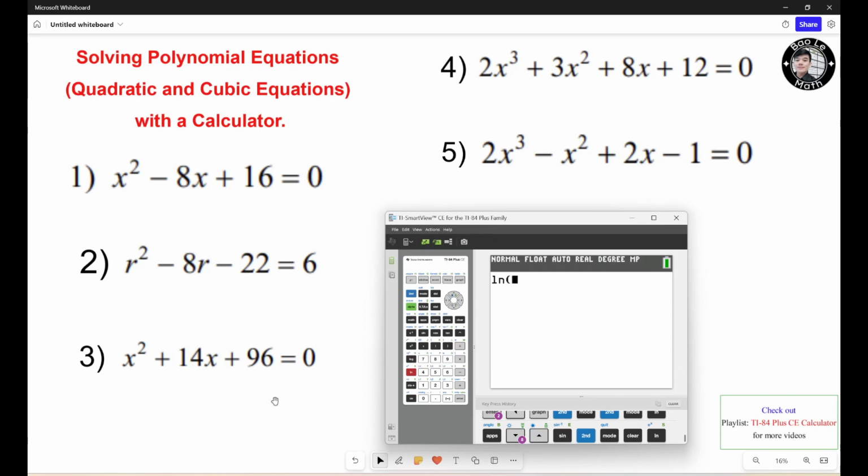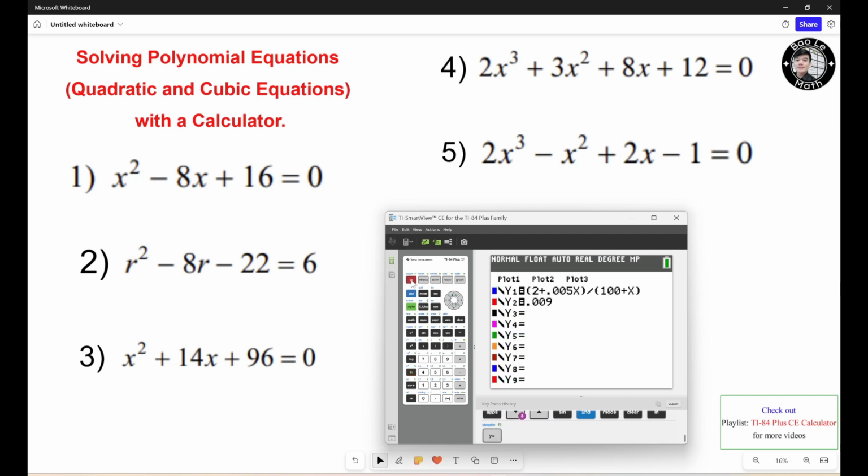Hello everyone. In this video, we're gonna learn how to solve a polynomial equation, specifically quadratic and cubic equations with a TI-84 Plus CE calculator. Alright, question number 1, x squared minus 8x plus 16. We have two different methods to solve this one. Alright, so I'm gonna show you the first method.